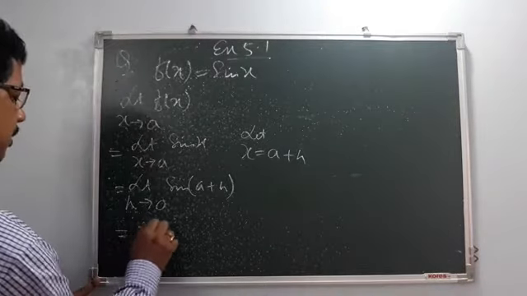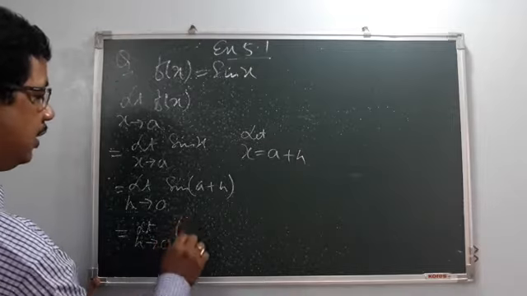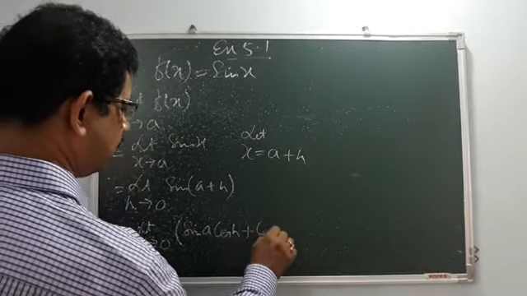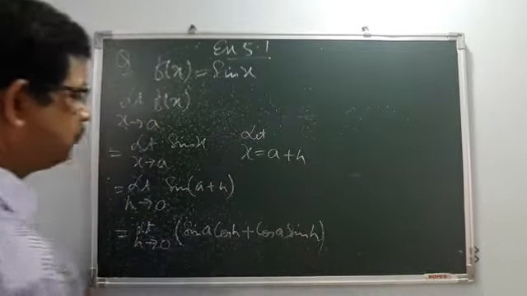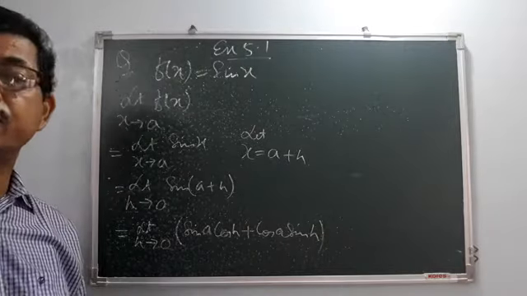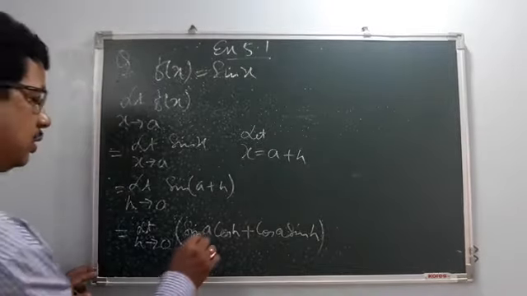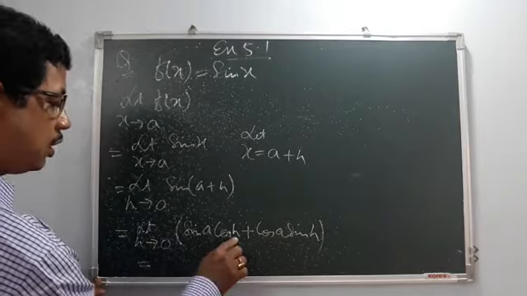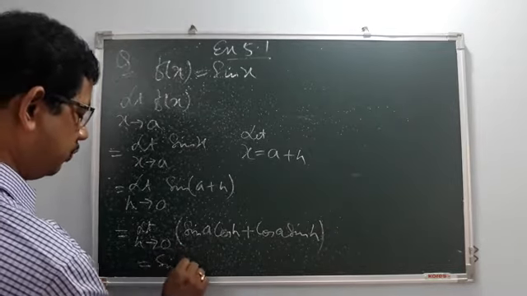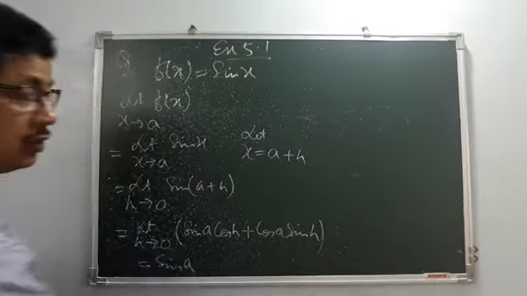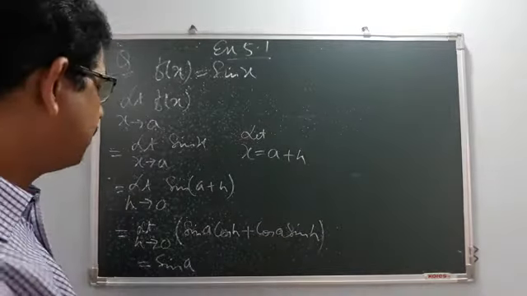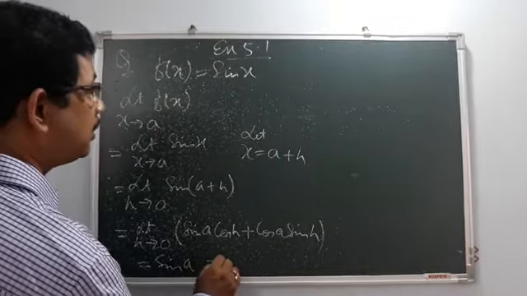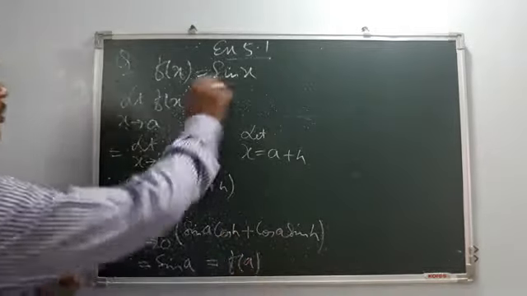Now limit h tends to 0 of sin(a plus h). Sin a plus b formula: sin a cos b plus cos a sin b. So it is sin a cos h plus cos a sin h. Now if we take the limit, we put h equal to 0. Cos 0 is 1, and sin a is a constant, so we get sin a only. Here sin 0 is 0, so this term becomes 0. So what we get is that the limit as x tends to a is sin a. Sin a means f(a), because f(x) is sin x.